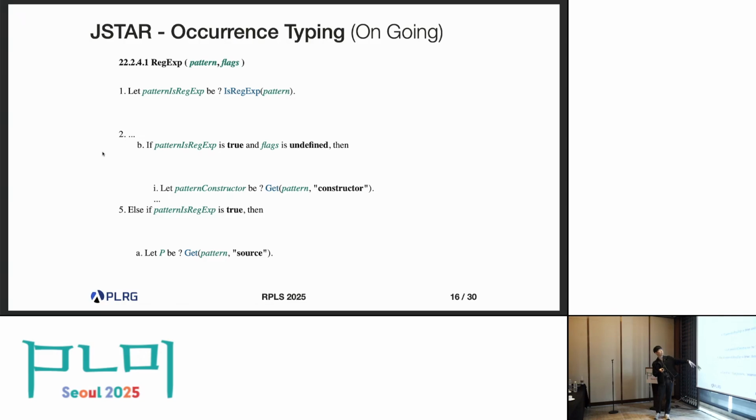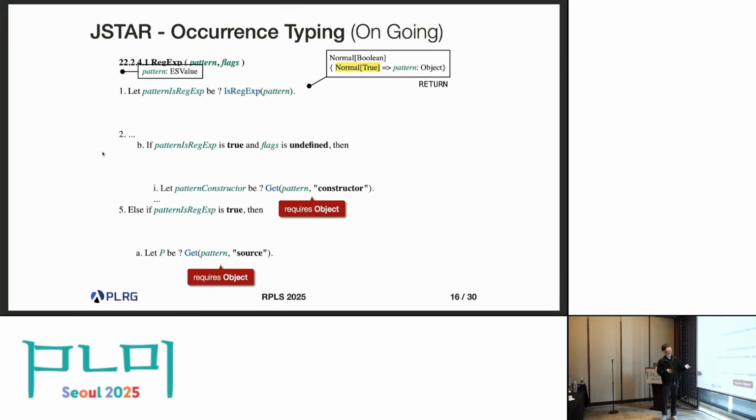So let's look at this part. First, pattern can be any JavaScript value. But here, the Get algorithm requires an object type. So it does not match. So it throws a type error. But actually, these two alarms are false alarms. So to remove these false alarms, we need more information during the type analysis.